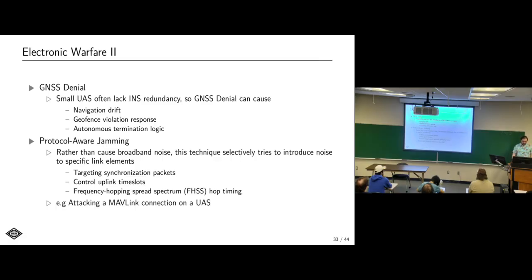You can do protocol-aware jamming, which is kind of like broadband noise, but this one selectively targets specific elements of your C2 link, so target synchronization, control uplink time slots. Basically, the example I use is attacking a MAVLink connection on a plane. If you know that MAVLink requires heartbeats to keep track of what's on the GCS and your plane, to make sure that's a valid telemetry communication link, if you do something that disrupts the heartbeat, the handshaking, any of that stuff, then it won't have any command and control, which is super useful.